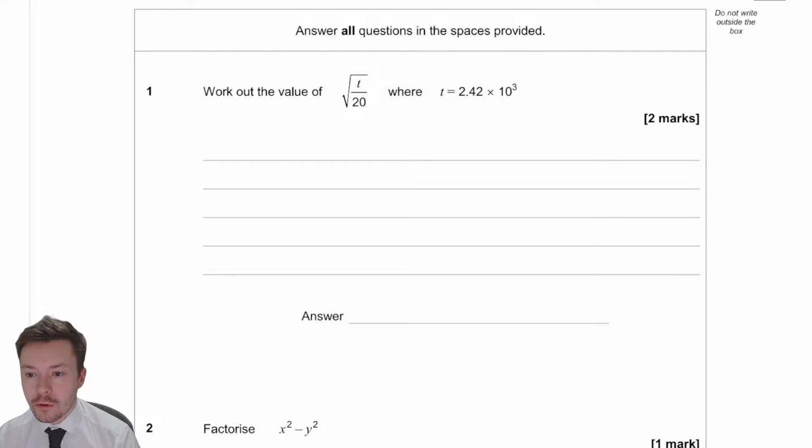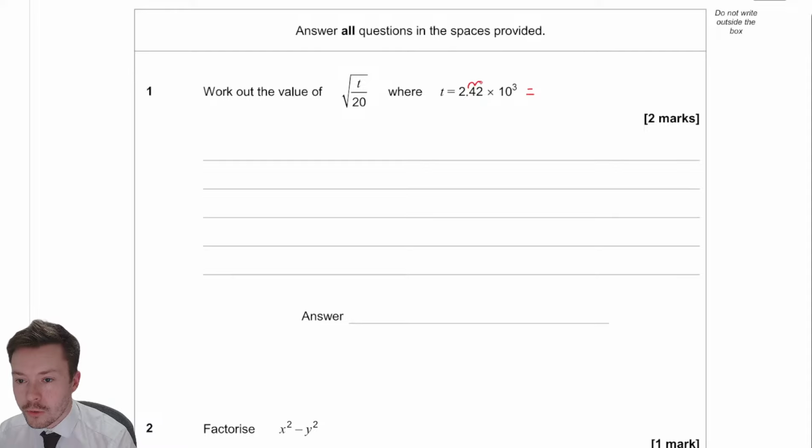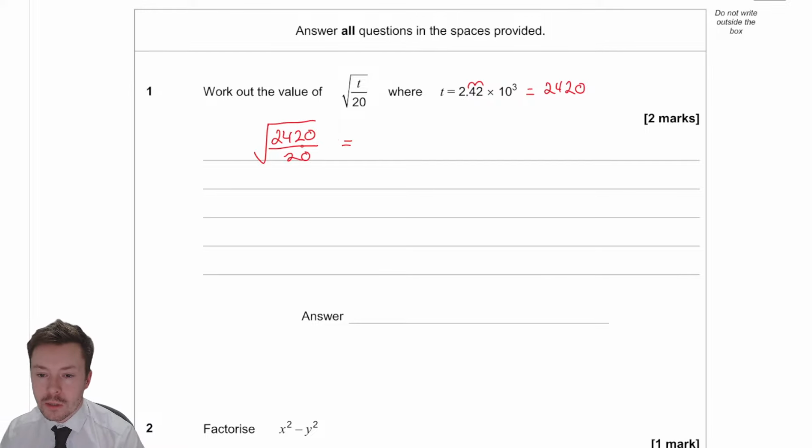So we've got 2.42 times 10 to the power of 3. Well, that's going to be jump over the 4, jump over the 2. That's 2 jumps. So 2, 4, 2, 0. And so what we've got to do is square root of 2420 over 20. And hopefully this is a nice square number when we divide by 20. So divide by 10, not divide by 0. You can't divide by 0, but divide by 10, that'll cancel those zeros. Divide by 2, we're going to get square root of 121, which when we square root that, we are going to get 11. Okay. So that's that one done.